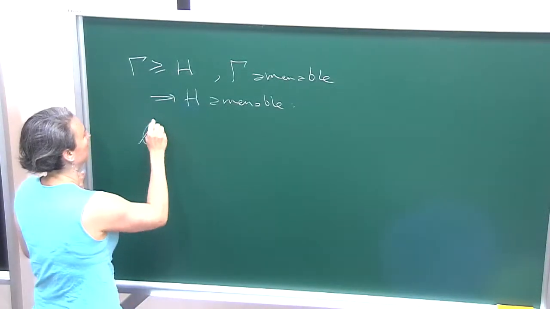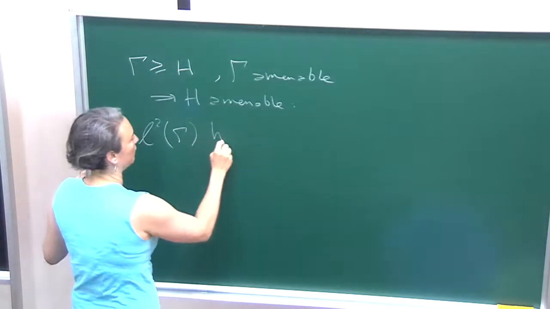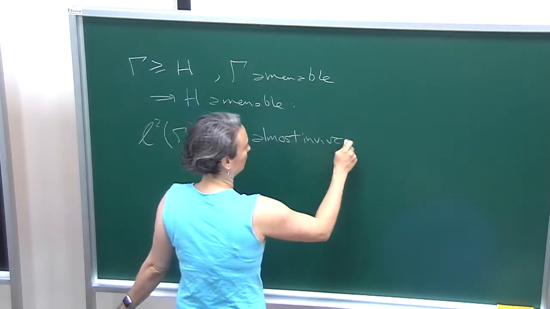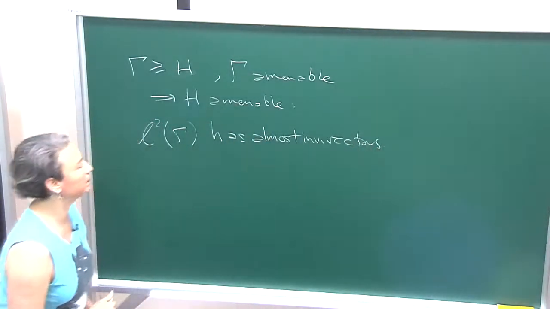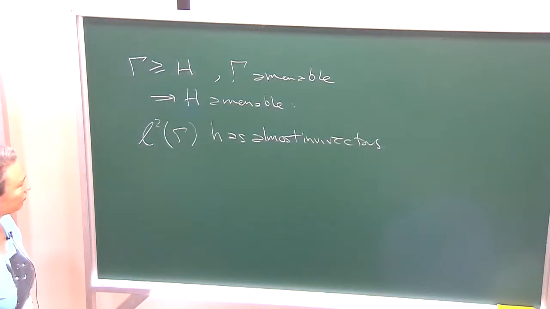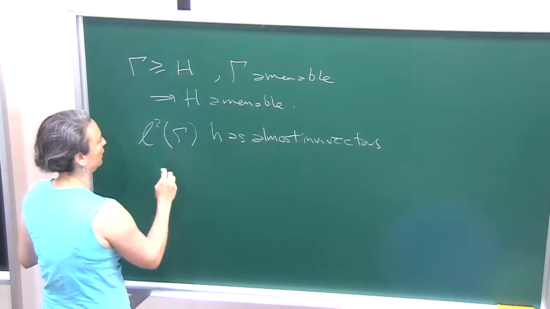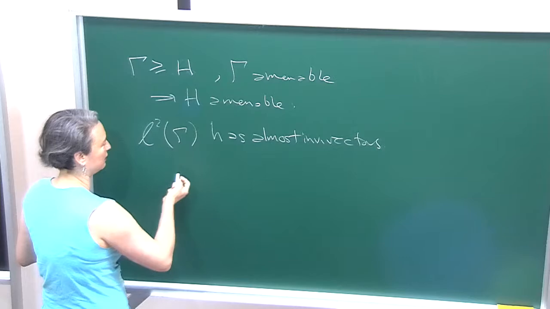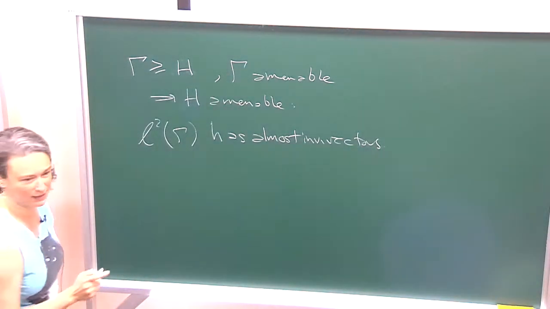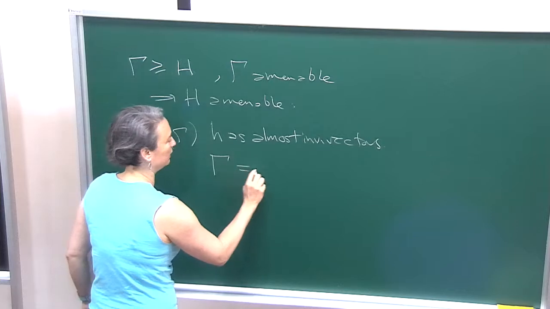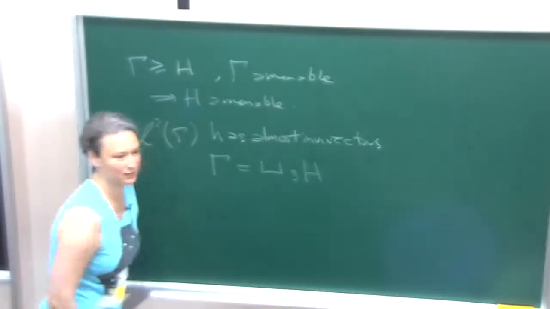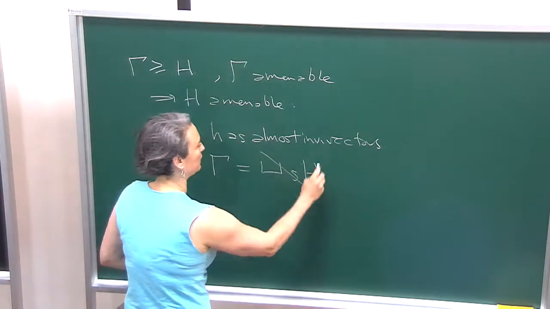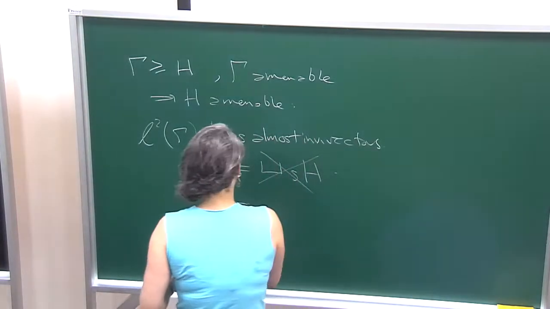Okay, so we look at L2 of gamma, and this has almost invariant vectors. Then I look at the H action on gamma. Gamma has H cosets, and if I was talking to some of you about this, I incorrectly decomposed gamma as left cosets, and since I'm looking at the left regular representation, that's what went the wrong way. So that's not what you want to do. You want to look at right cosets.